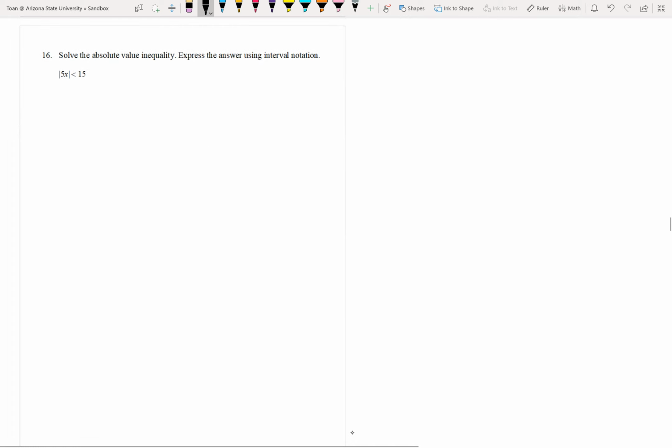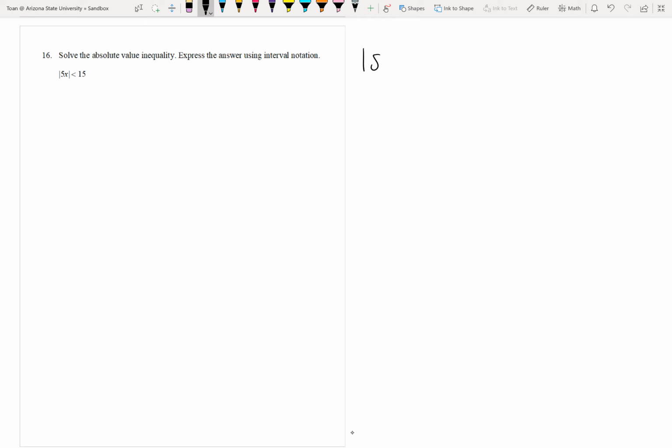Number 16 was an absolute value inequality problem. And there really is no secret to this. As we discussed in class, there are particular setups for these types of problems. If you want to know why the setup is the way it is, please ask me outside of class, but we did discuss it during the lesson.